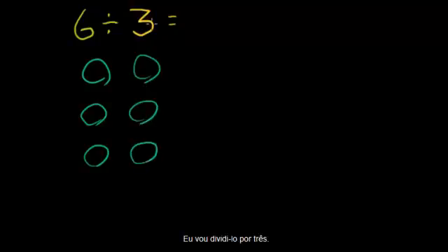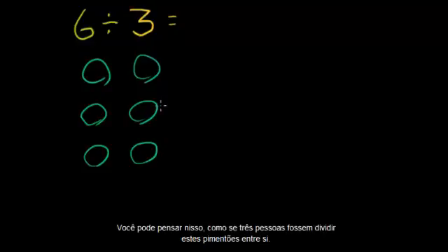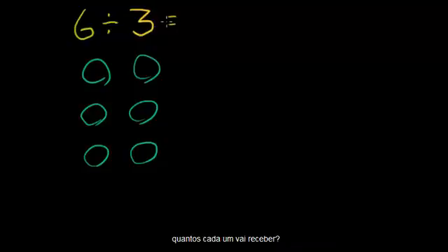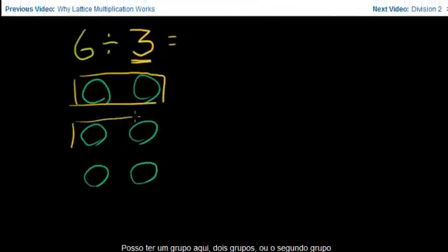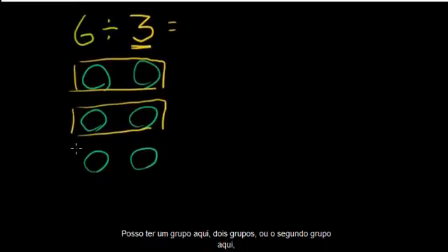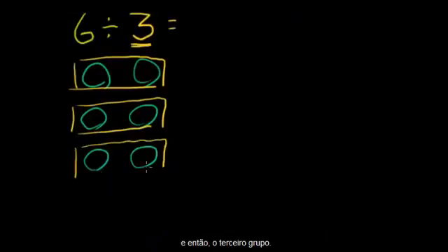And I'm going to divide it by 3. One way that we can think about that is that I want to divide my 6 bell peppers into 3 equal groups of bell peppers. You could think of it as, if 3 people are going to share these bell peppers, how many does each of them get? So let's divide it into 3 groups. So that's our 6 bell peppers. I'm going to divide it into 3 groups. I could have 1 group right there, the second group right there, and then the third group.